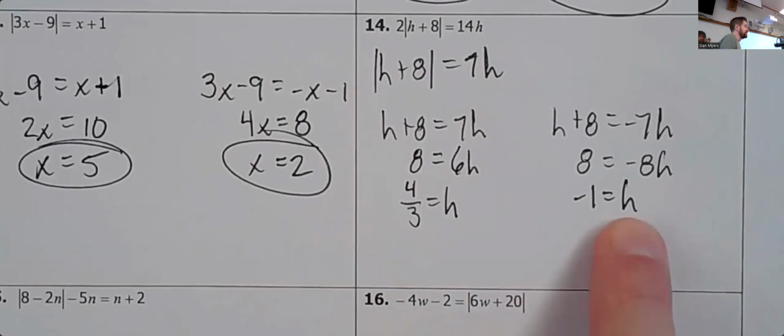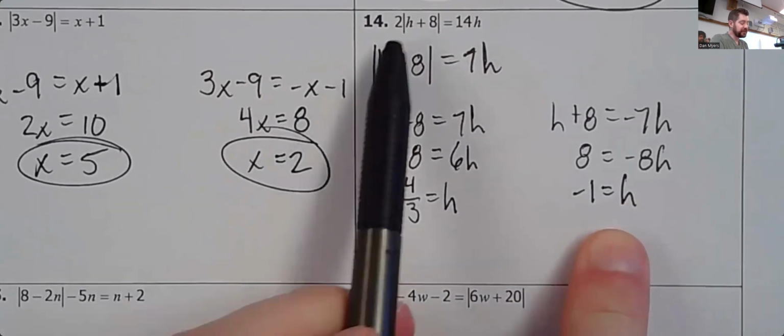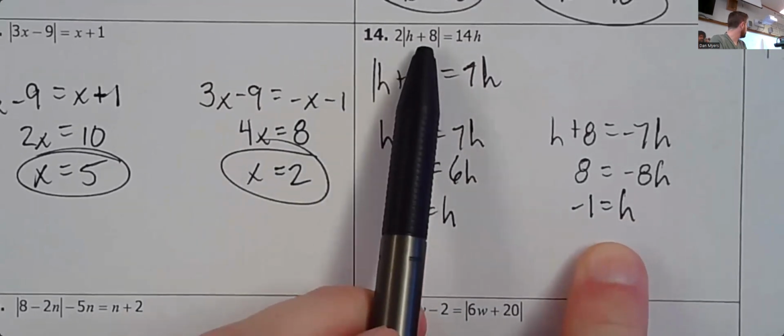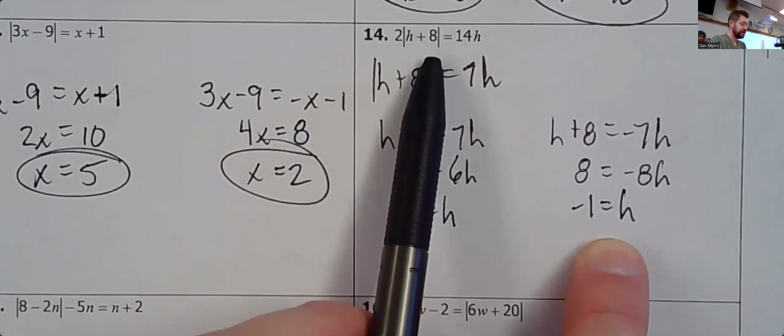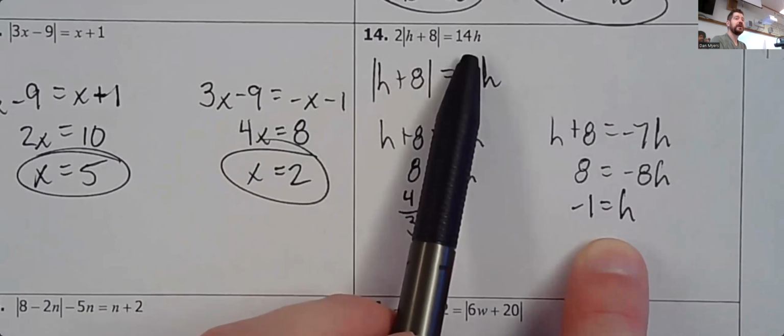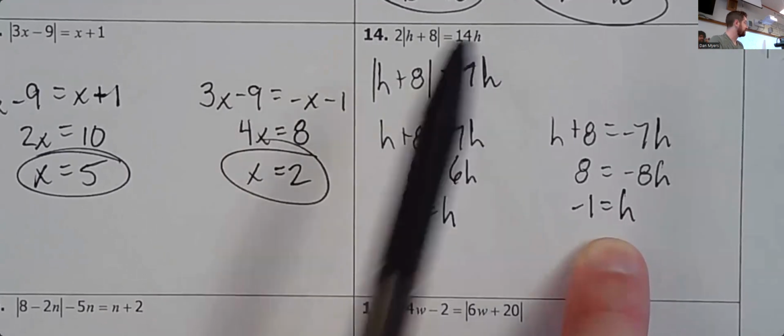Let's start with the easier number first. See if that works. So negative 1. If we plug in negative 1 for h, negative 1 plus 8 is 7. The absolute value of 7 is 7. And 7 times 2 is 14, right? So the left side would be 14. What does the right side equal? Negative 14. Yeah. So the left side ends up being 14. The right side ends up being negative 14.